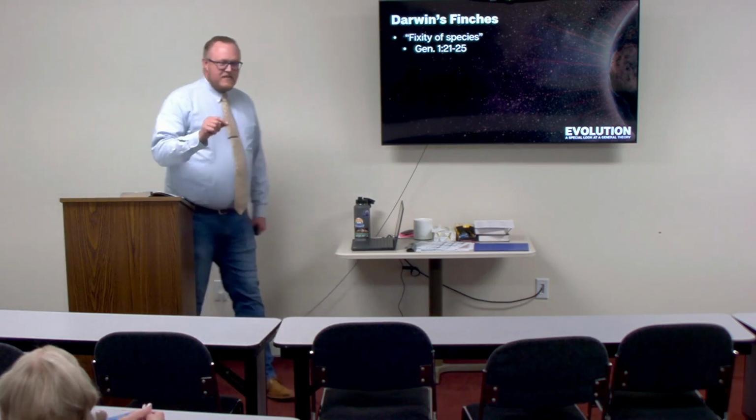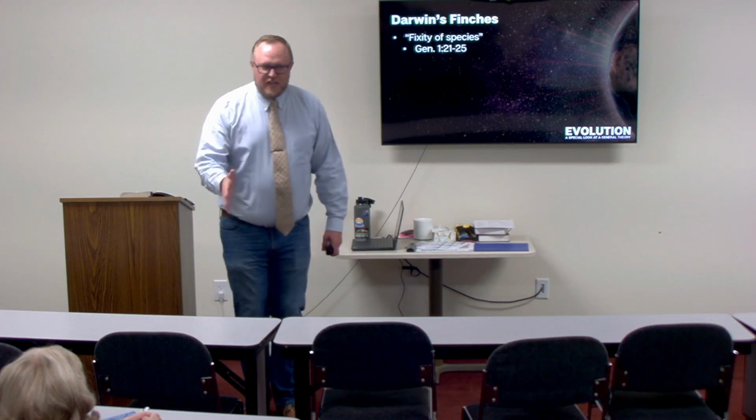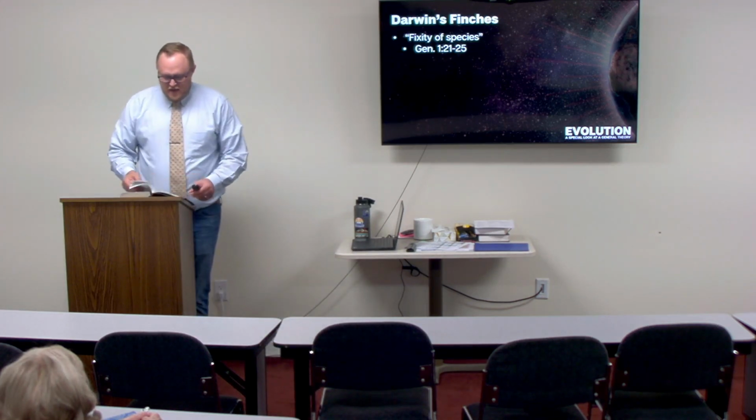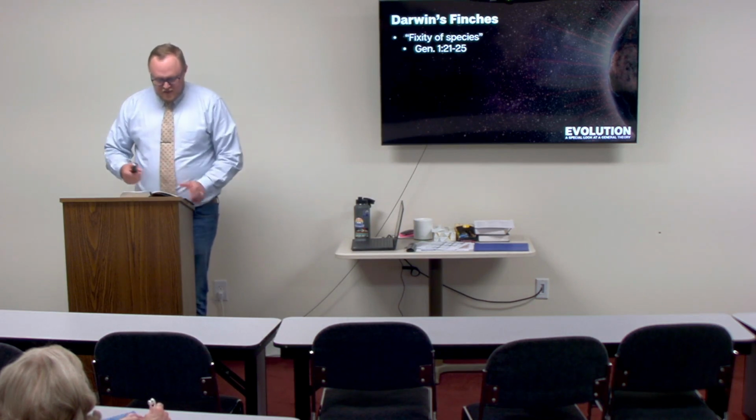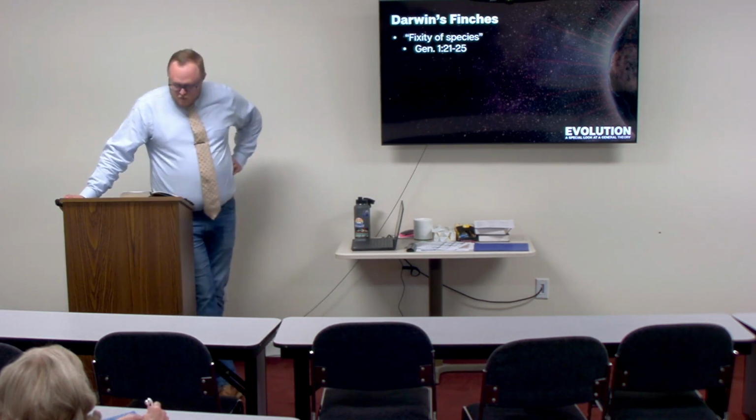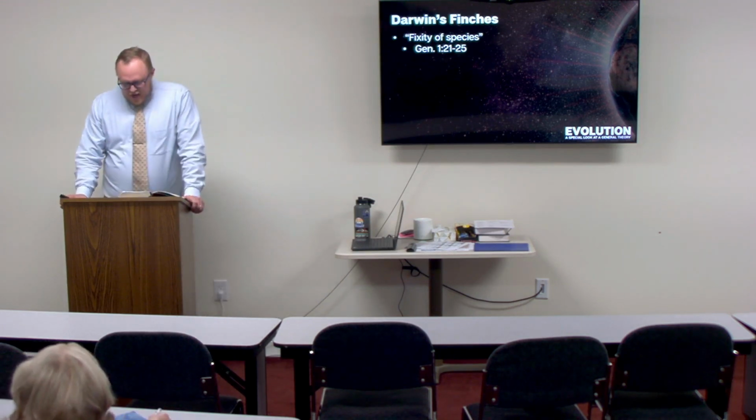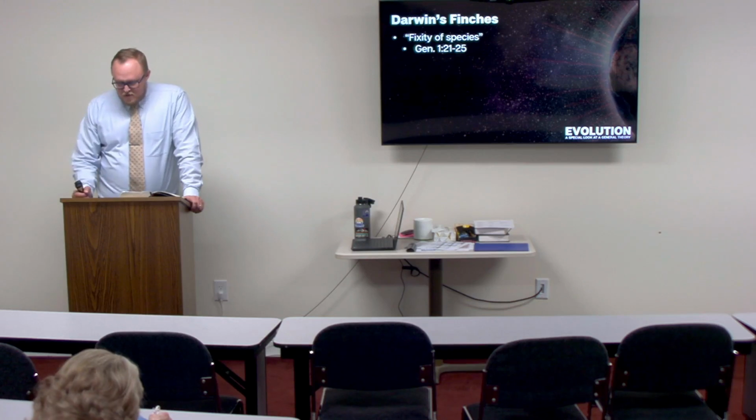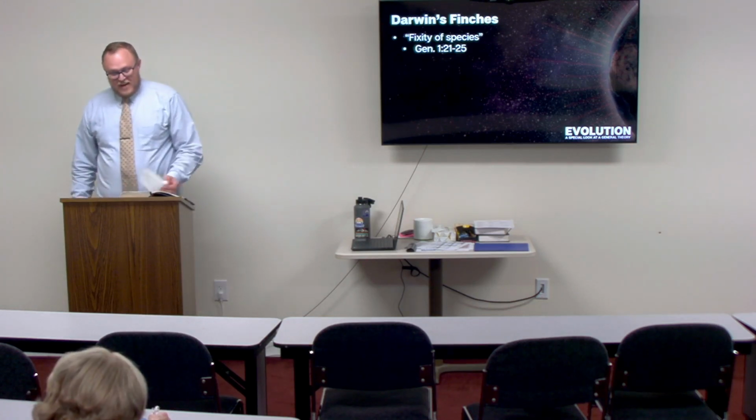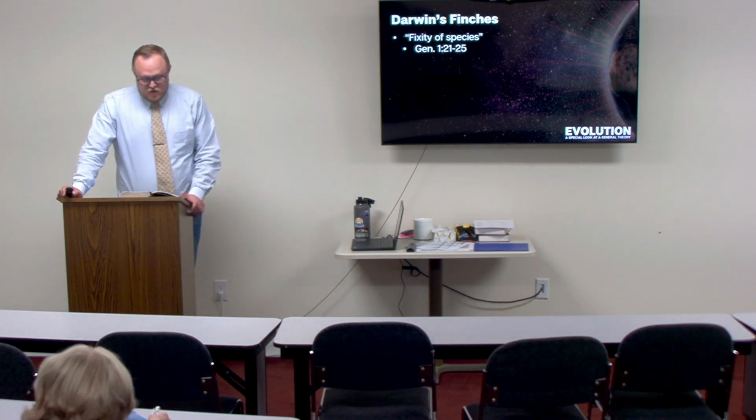Fixity of species means exactly what it says. Species are fixed. And it's built off of what we started class on, a little bit of an erroneous view of it, but this is what the church in Charles Darwin's day was teaching. Genesis chapter 1, 21 through 25, let me read that to you. It says, God created the great sea monsters and the living creatures that move, with which the waters swarmed after their kind, and every winged bird after its kind, and God saw that it was good.